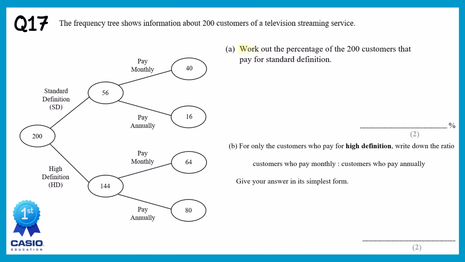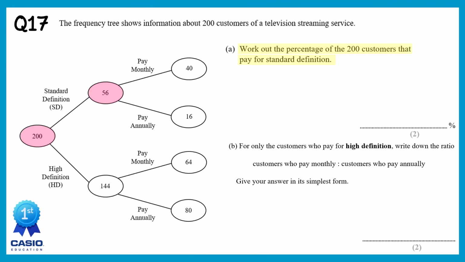In the first part of this question, we're asked to work out the percentage of the customers that pay for standard definition. We can see the number of customers that pay for standard definition here is 56, but we need to write this as a percentage. To do this, I would first of all write it as a fraction. In order to do that, we need to know how many there were in total, which we were told in the question, it's 200.